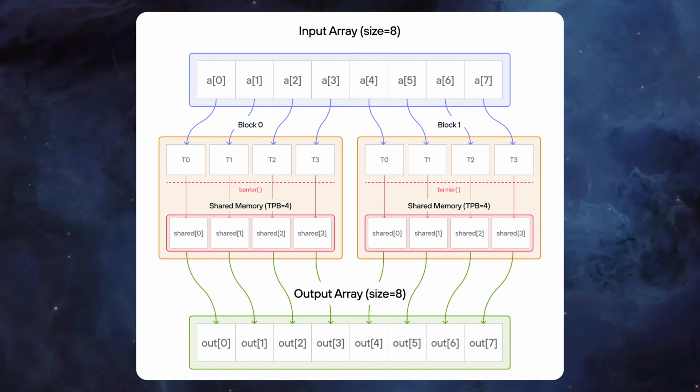Global index versus local index. Global index is your thread's position across the entire grid. Local index is its position within the current block. This distinction drives how you index into shared versus global memory. Barrier is a synchronization point that holds all threads in a block until every thread has reached it. This is required when threads need to read data that other threads wrote to shared memory.